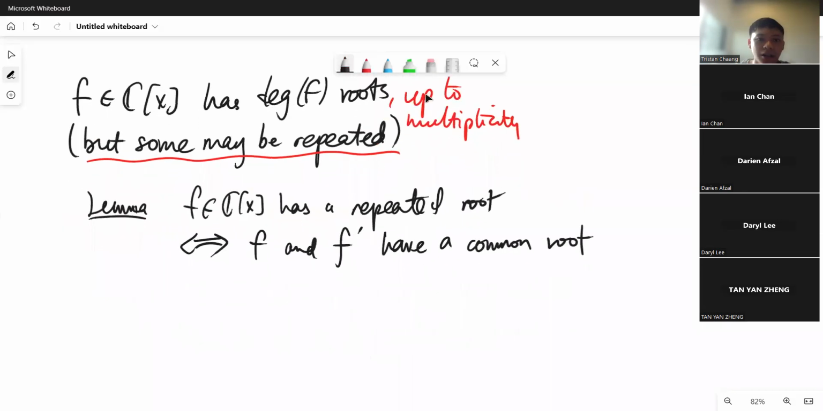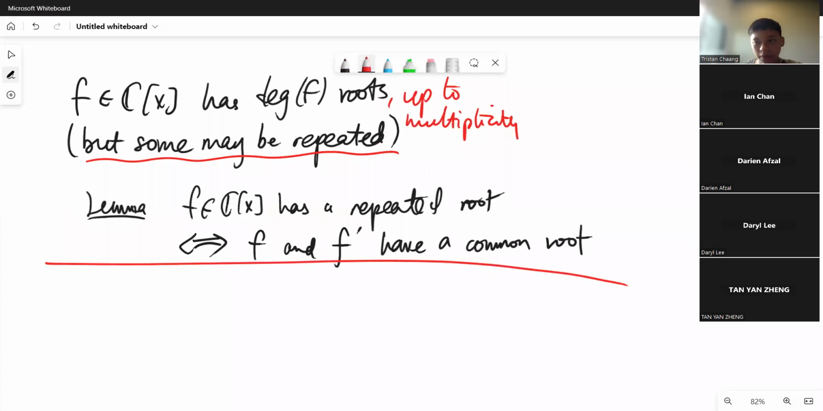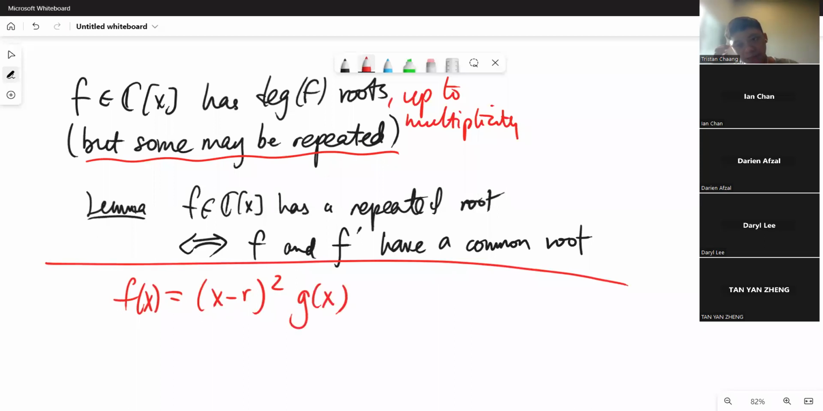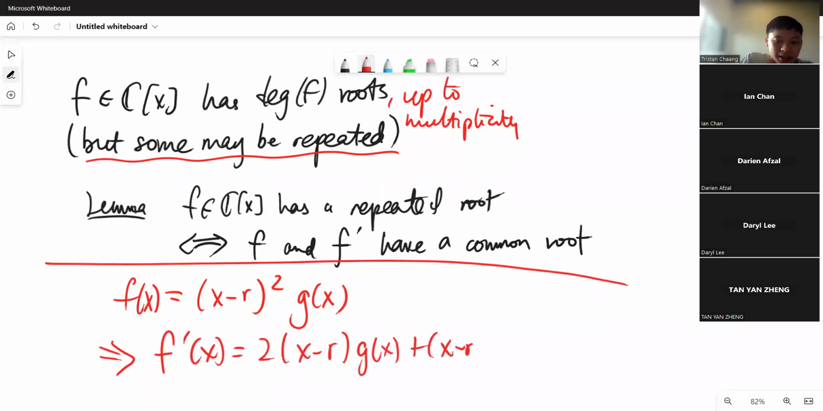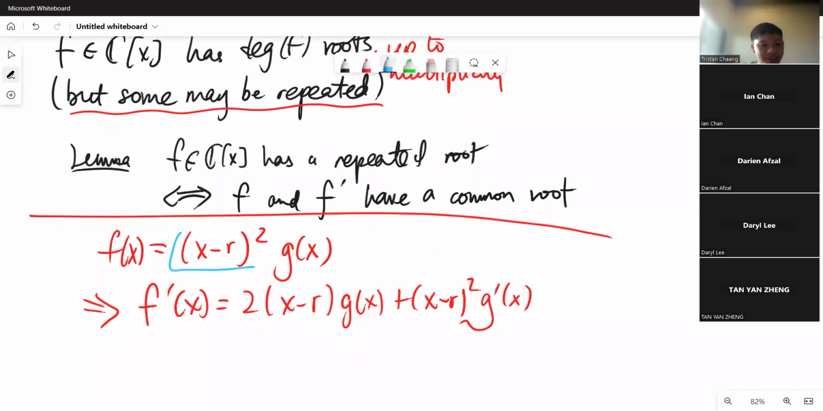The derivative. Okay, the forward statement is easy if you know your derivatives well. If f(x) equals (x minus r) squared times some g(x), so a repeated root basically, then f prime(x) equals 2(x minus r) g(x) plus (x minus r) squared g prime(x). This is the product rule. And you can see a common factor here. So the forward direction is easy if you know your product rule.